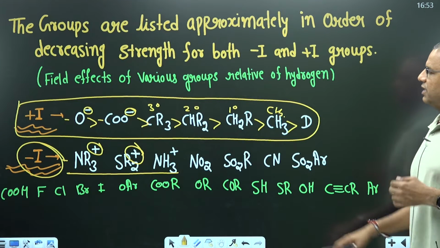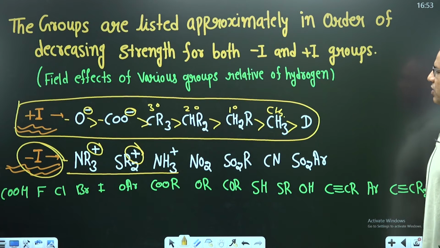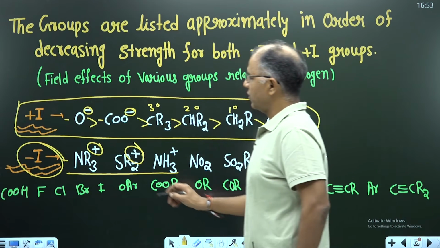The source of this is JEE. I have written all this minus I order from JEE. This is the decreasing order of minus I.